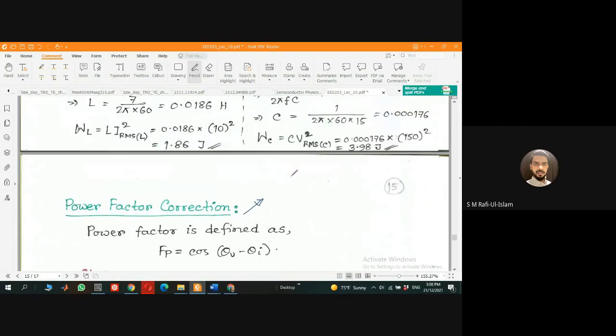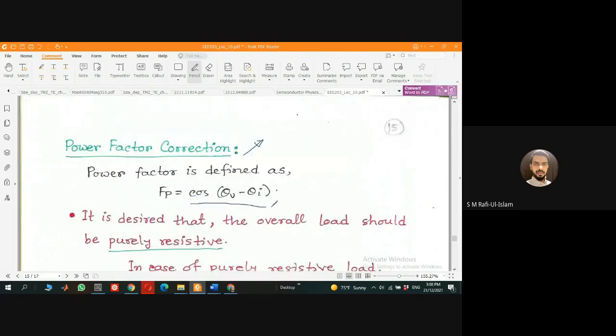What is power factor? So the power factor, we know the formula is cos theta V minus theta I. Depending on the phase angle between the voltage and current, we can calculate power factor. And the power factor is very important. Why? We know the real power is the apparent power times power factor. The apparent power S means V RMS times I RMS, and power factor means cos theta V minus theta I. So depending on cos theta V minus theta I, we get more real power.